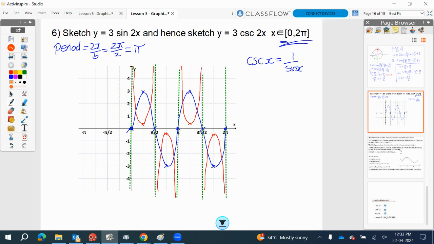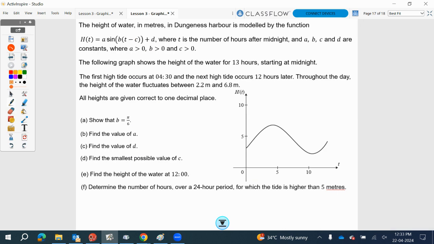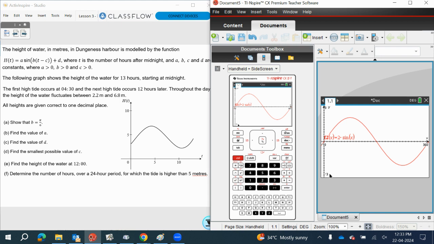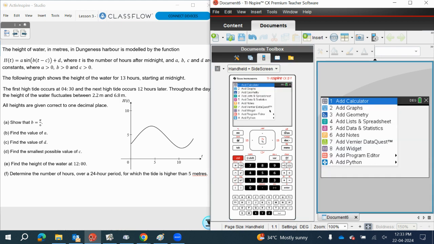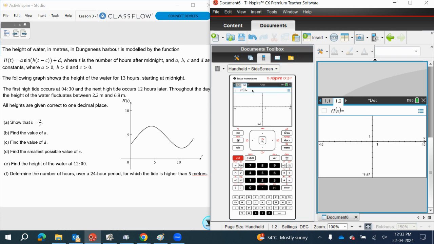Okay, last question. I'm going to do this one for you on the board using a calculator. So take your calculator out in your hand, do an applied problem. I want a calculator and I want a graph.